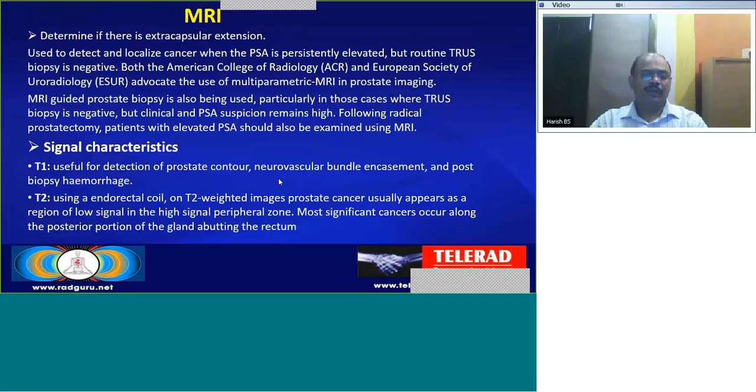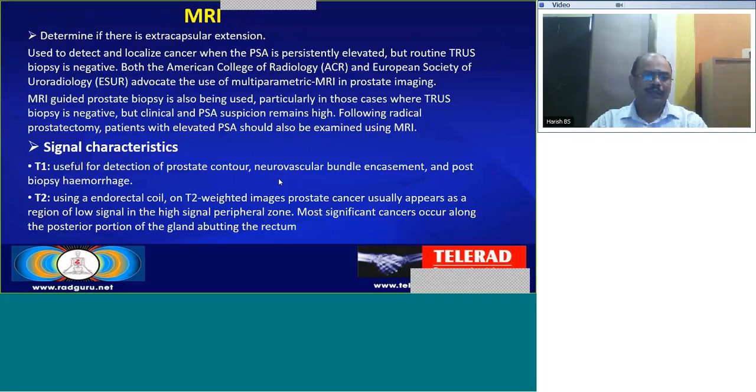Both the American College of Radiology and the European Society of Uroradiology advocate the use of multi-parametric MRI in prostate imaging. MRI-guided prostate biopsy is also used, particularly in those cases where TRUS biopsy is negative, but clinical and PSA suspicion remains high. Following radical prostatectomy also, patients with elevated PSA should undergo MRI evaluation to rule out recurrence.